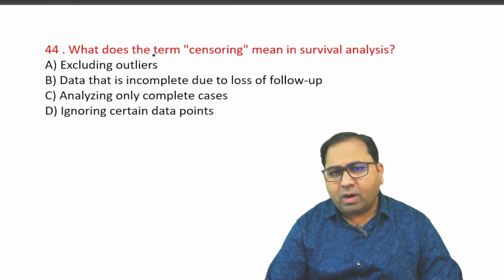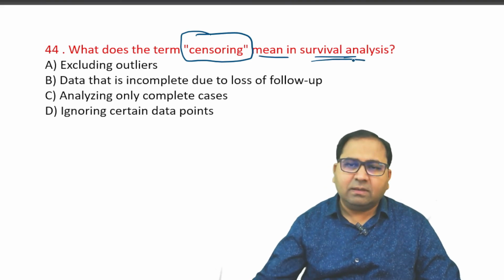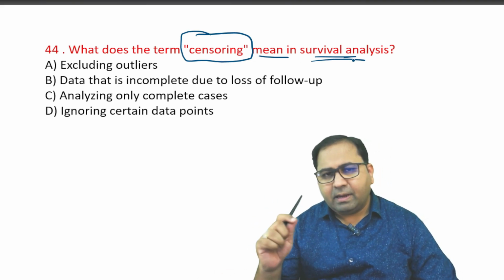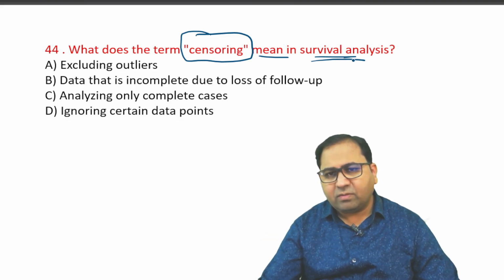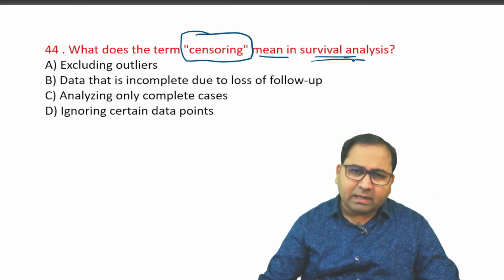Next question. What does the term censoring mean in survival analysis? The options are A. Excluding the outliers, B. Data that is incomplete due to loss of follow-up, C. Analyzing only the complete cases, or D. Ignoring certain data points.